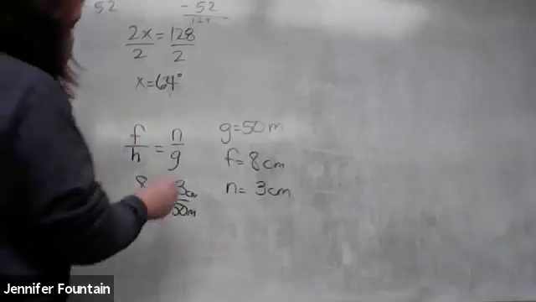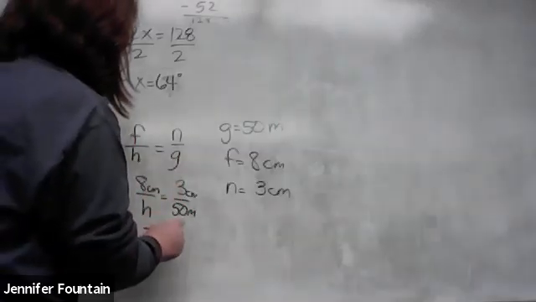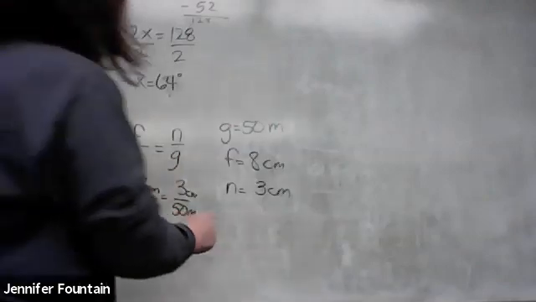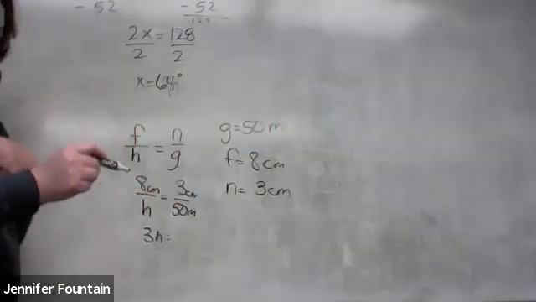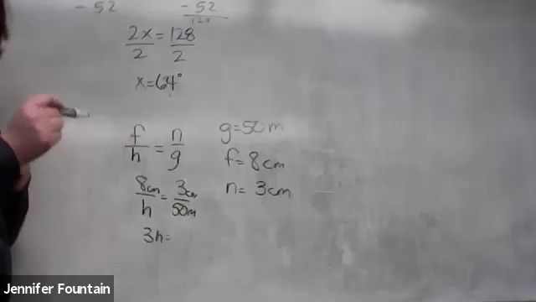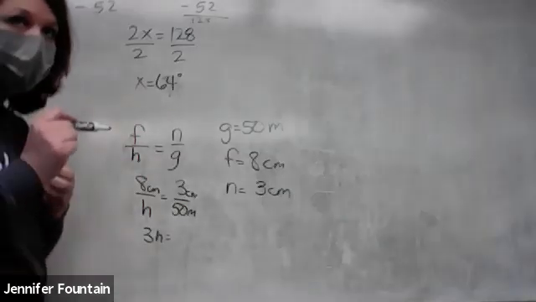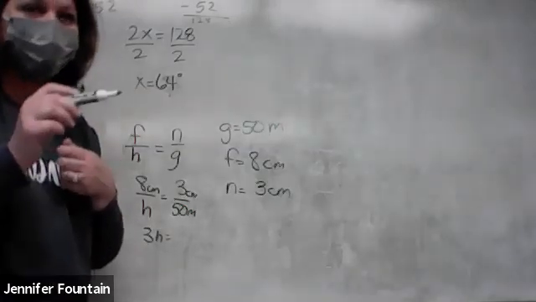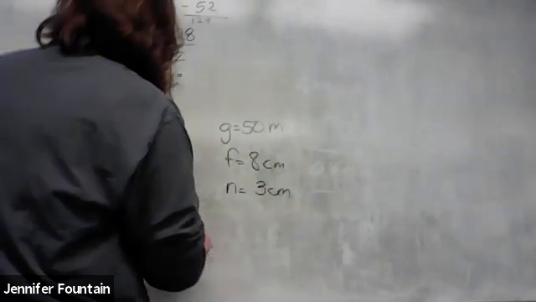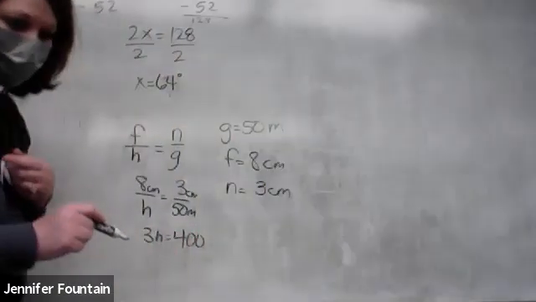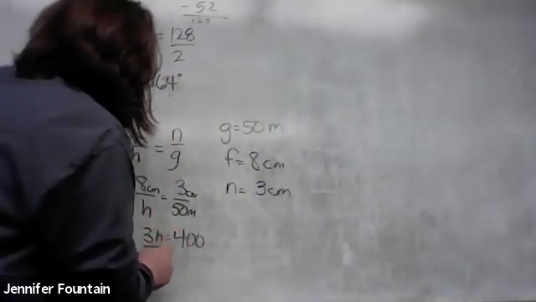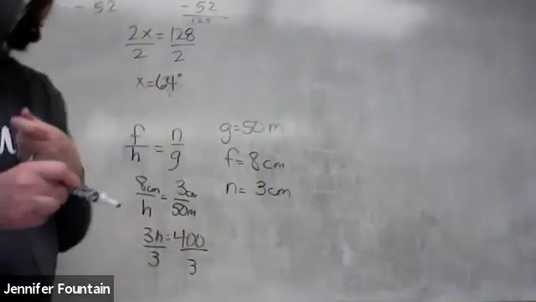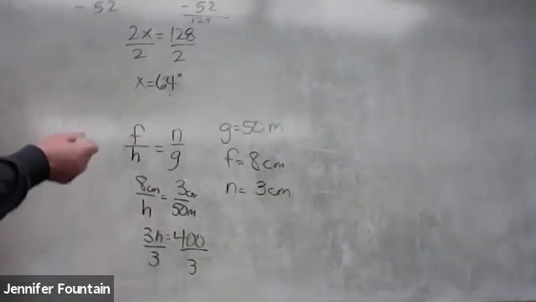So I'm going to cross multiply. I have 3 times H is 3H, which is equal to 8 times 50. 8 times 5 is 40, so 8 times 50 is 400. Divide by 3, divide by 3. How many times will 3 go into 400? It won't go evenly, will it?